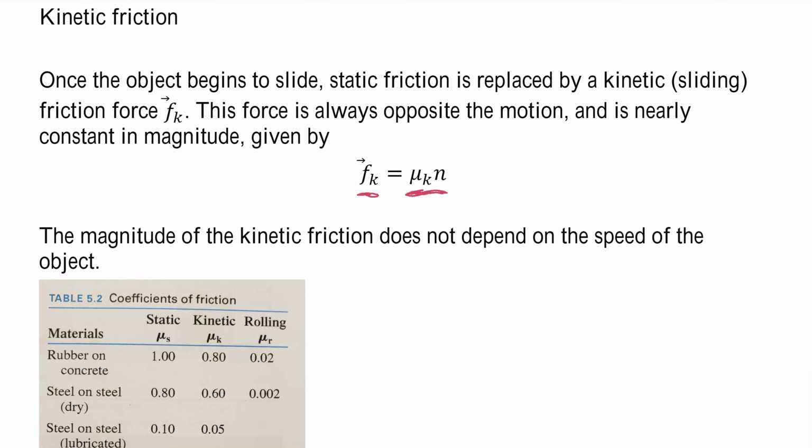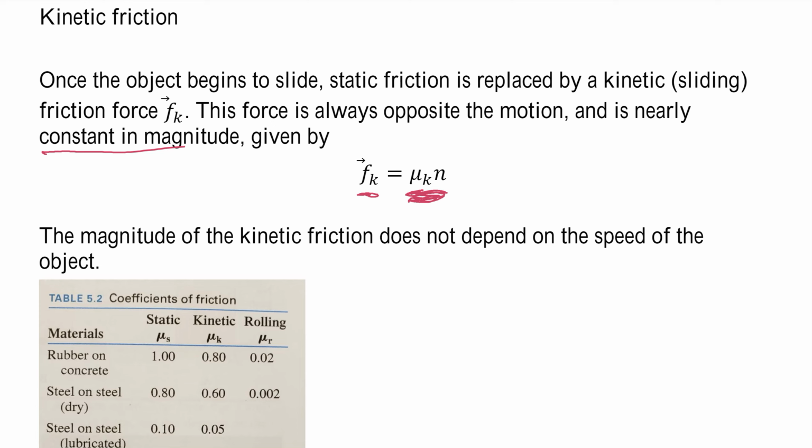The magnitude of the kinetic friction does not depend on the speed of the object. So as I said here, it's nearly constant in magnitude, so we can speed up and the kinetic friction force is going to remain kind of the same. And we can see that here in this formula. Mu sub K is a constant. By the way, mu sub S is a constant also. That's a property intrinsic to the material that you're dealing with, times the normal force.